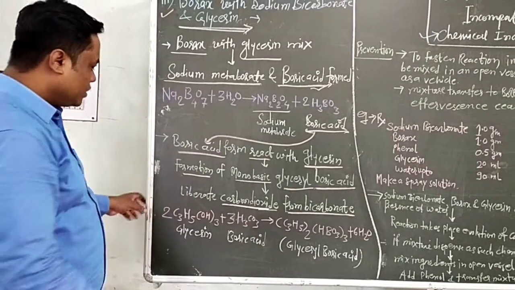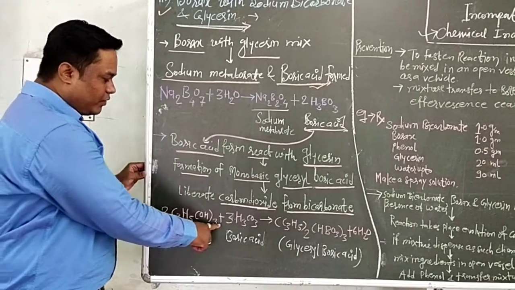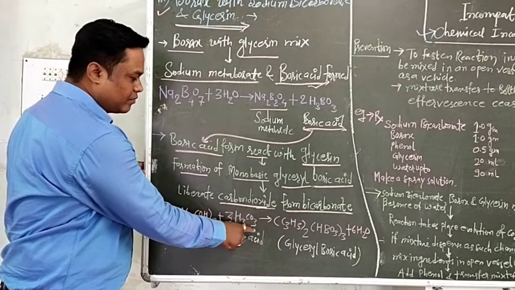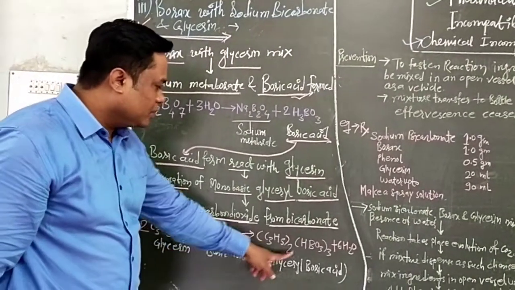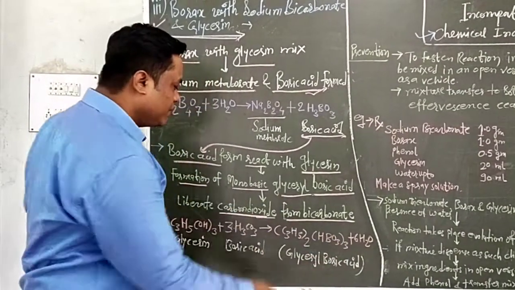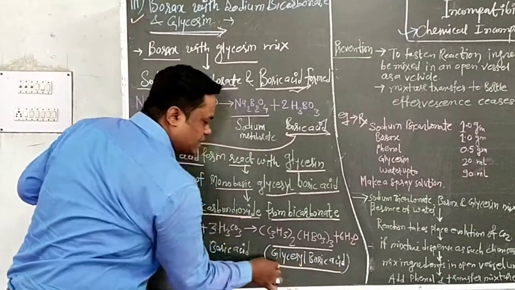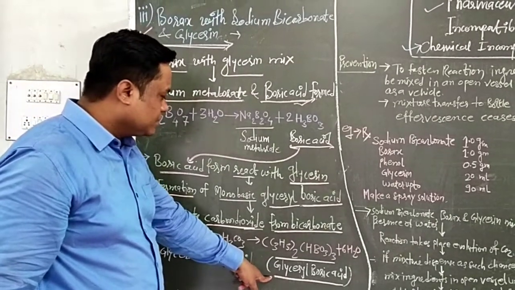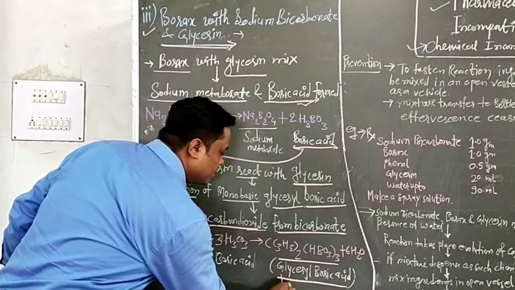This is the reaction: 2C3H5(OH)3 glycerin, when it is reacted with boric acid 3H3BO3, it forms C3H5(H2BO3)3 plus 6H2O. Means this forms the glycerol boric acid, and this liberates the carbon dioxide from bicarbonates. So this creates the problem in the mixture.